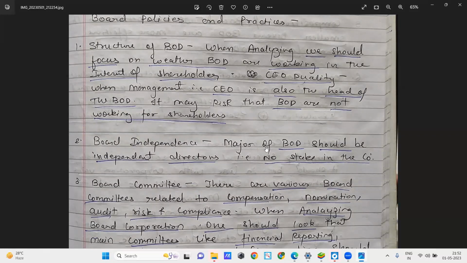Board independence. The majority of the board of directors should be independent directors, that is, with no stake in the company. The majority of the board of directors are always independent directors because they don't have any stake in the company.